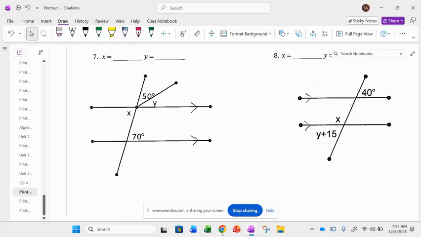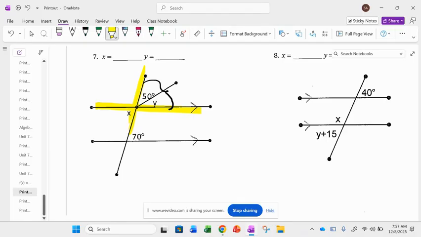So this one's a little bit tricky. Is X vertical just to the 50? No, that is not vertical to just the 50. If you notice the intersecting lines that make the X, there it is. So it's not vertical just to the 50. It's vertical to the whole angle of the 50 plus the Y, right? Okay, so we need to figure out what that is.